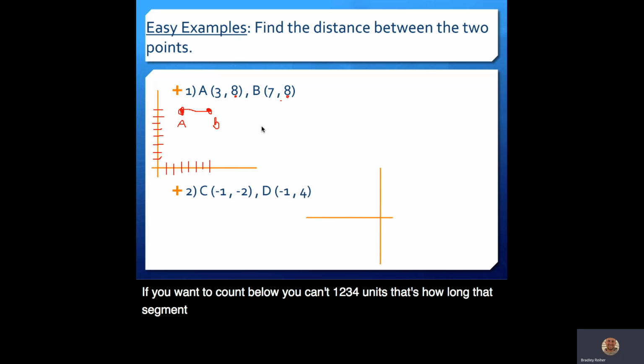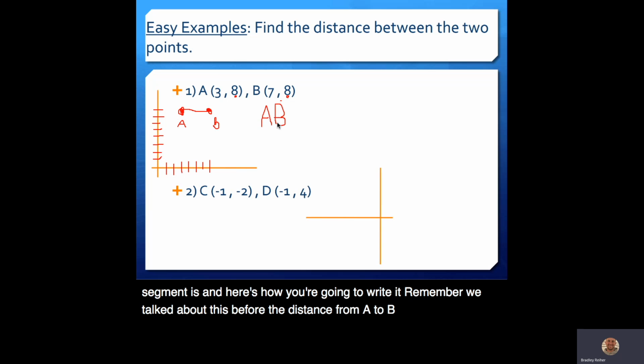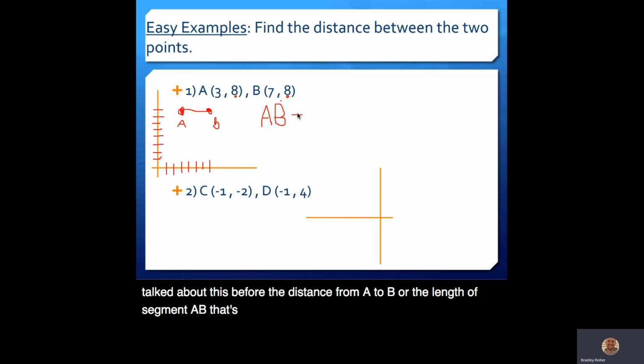And here's how you're going to write it. Remember, we talked about this before. The distance from A to B, or the length of segment AB, that's how you write it. Distance from A to B is 4.